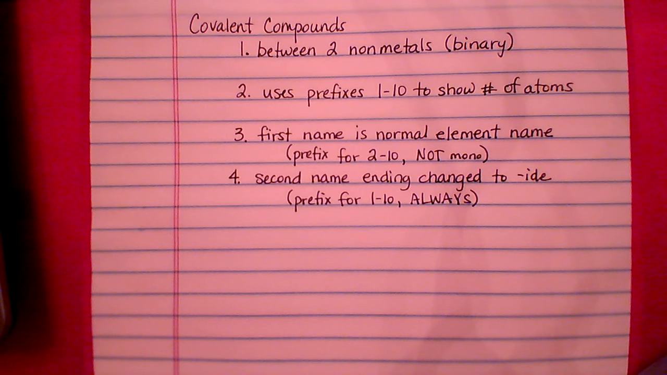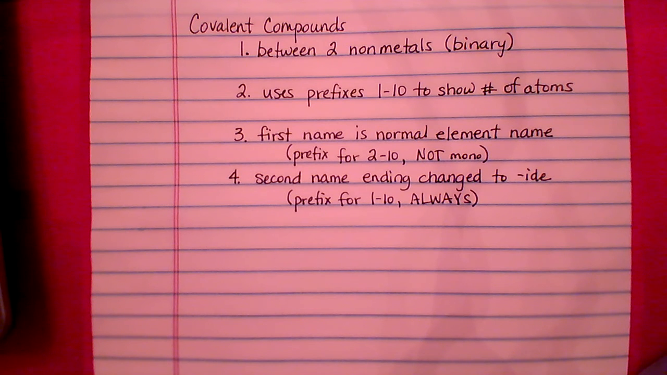So very quickly, just as a recap for covalent compounds, remember we talked about the binary kind that are between just two nonmetals. Those compounds use prefixes 1 through 10, and I'm not going to go over the prefixes today. You have those in your notes if you need them. But those prefixes indicate the number of atoms in the formula.